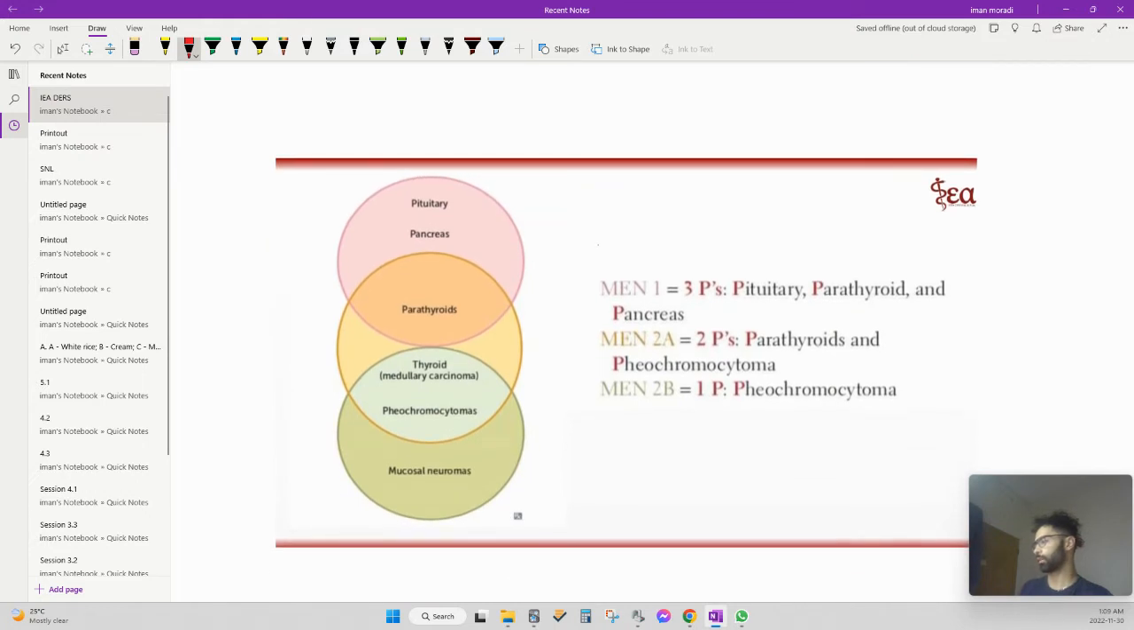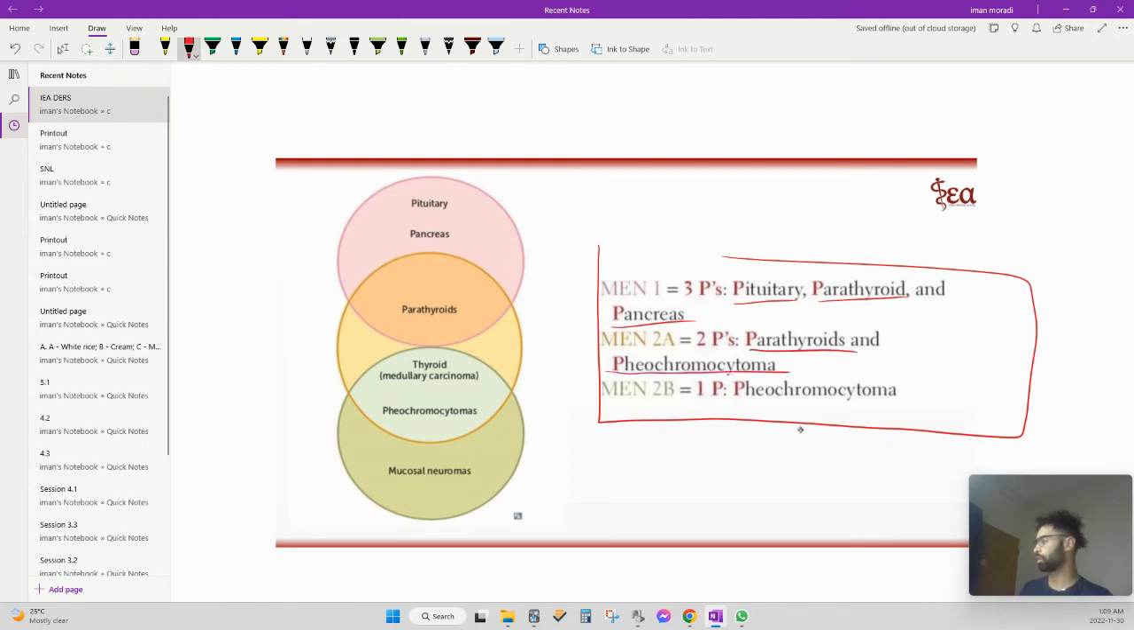So this is the chart I was talking about. I think it's from First Aid. You've got 3 Ps: pituitary adenomas, parathyroid adenomas, and pancreatic tumors for MEN 1. For MEN 2A, you get parathyroid adenomas, pheochromocytomas, plus medullary carcinoma of the thyroid. For 2B, you have pheochromocytomas, mucosal neuromas, as it says here, and also, again, thyroid medullary carcinoma. And 2B here, you have marfanoid appearance, right?